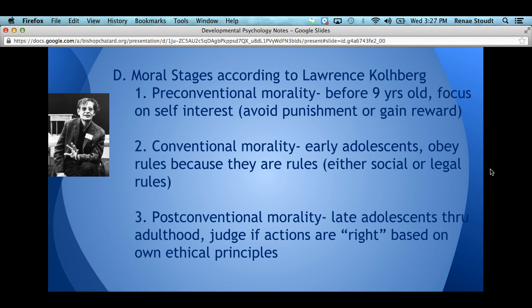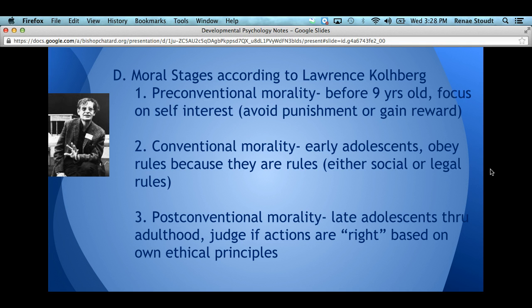Post-conventional morality is late adolescence all the way through adulthood, and Kohlberg saw that in this stage you start to judge actions on being right, and I put right in quotations because it's based on your own ethical principles. So what's right for one person may not be right for another person. The best example would be way back in the 1950s and 1960s, when the civil rights movement gained some headway.